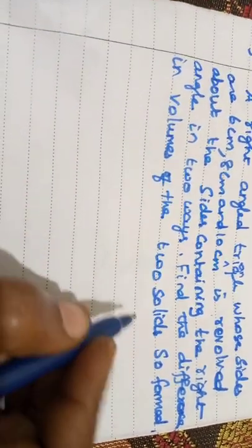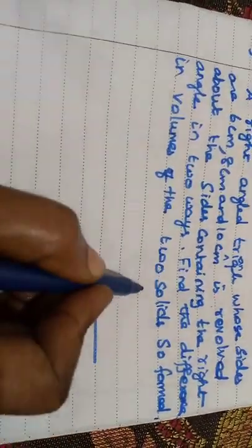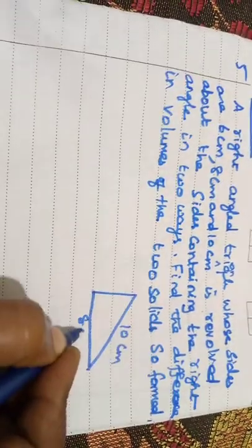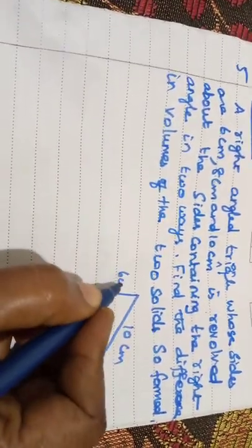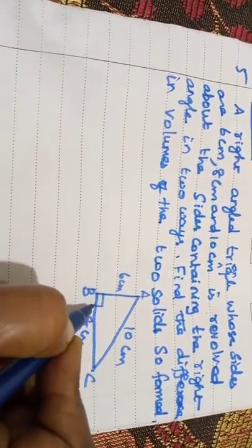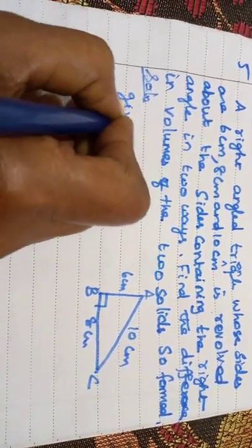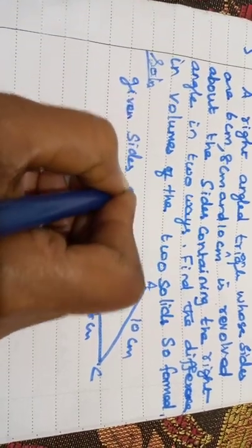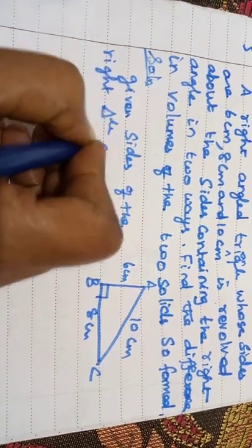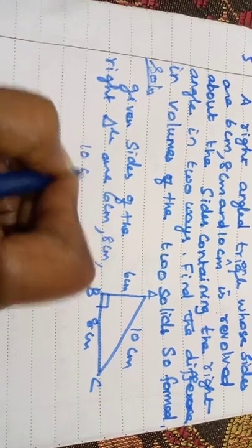Understood? Let us do it. First, let us draw the right triangle. Here the bigger side is 10 cm, this side 8 cm, this side 6 cm. Let us name it A, B, C. It is a right triangle. Given sides of the right triangle are 6 cm, 8 cm, 10 cm.